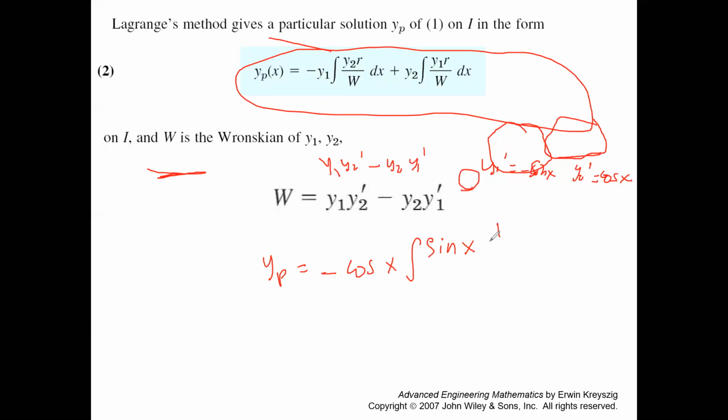The r value is 1 over cosinus x divided by 1, since the function is 1 dx. And then you have plus y2 is equal to sinus x. Integration of y1 is cosinus x times 1 over cosinus x divided by 1 again. This is dx. Okay, so this will cancel. So it becomes x sinus x. This will become tangent x. Integration of tangent x will become minus cos x.